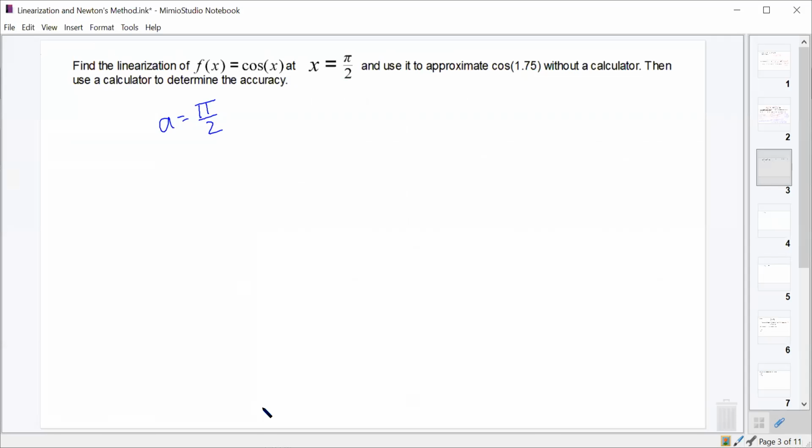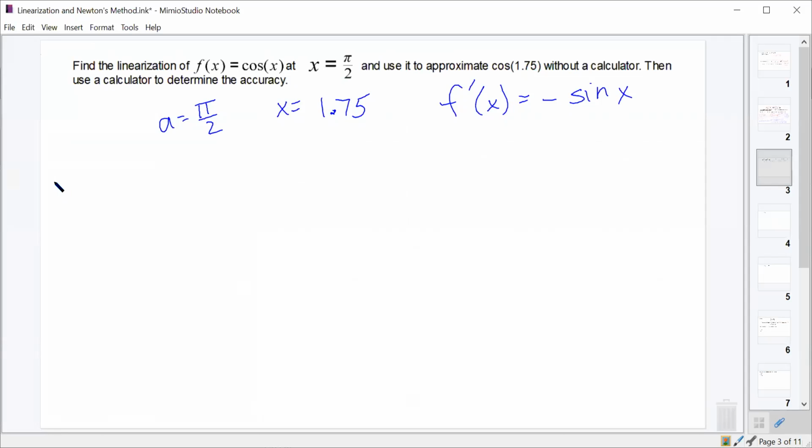We're going to use a equals pi over 2. We're going to use x equals 1.75. And we're going to use f of x equals cosine x, which means that f prime of x is equal to what? Negative sine of x.